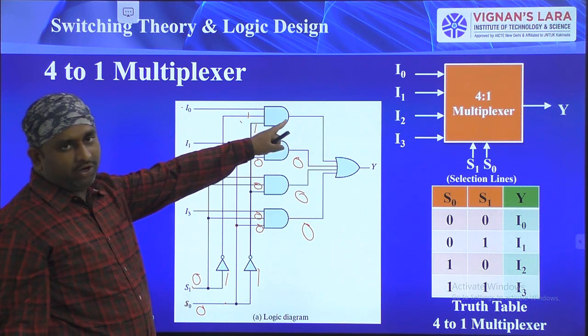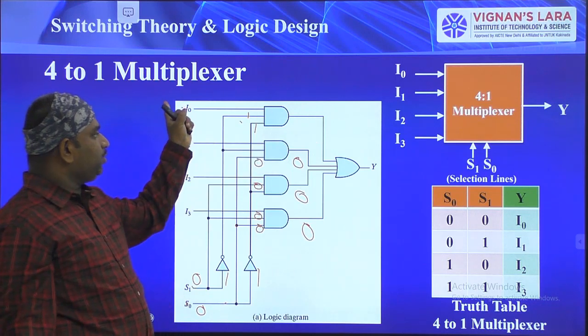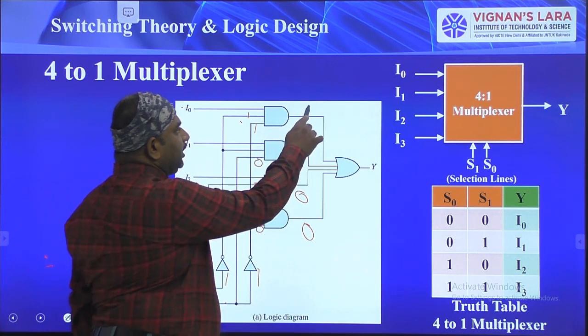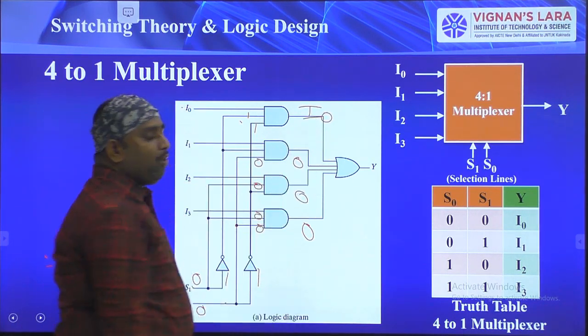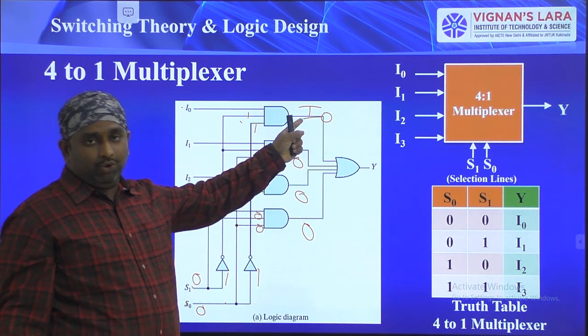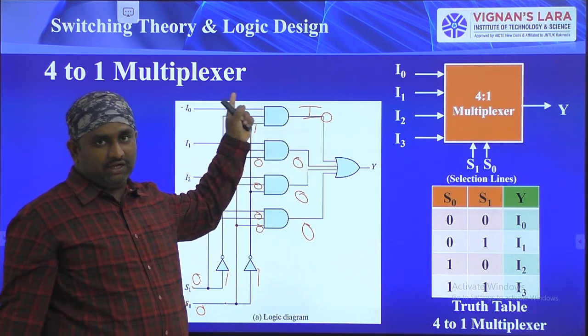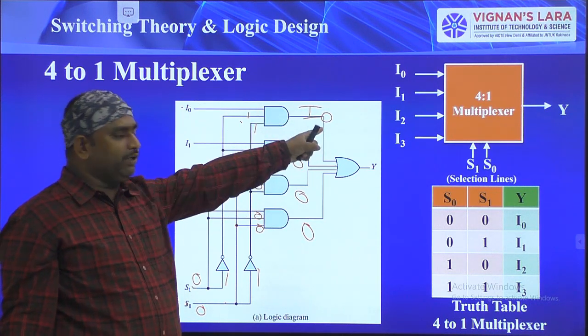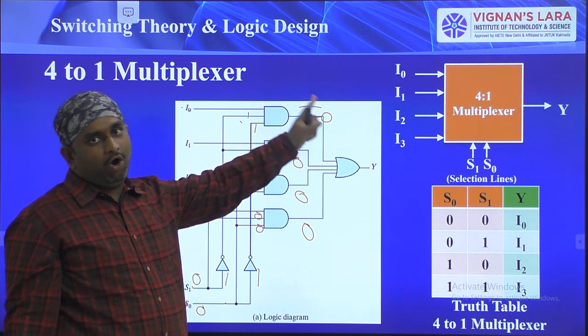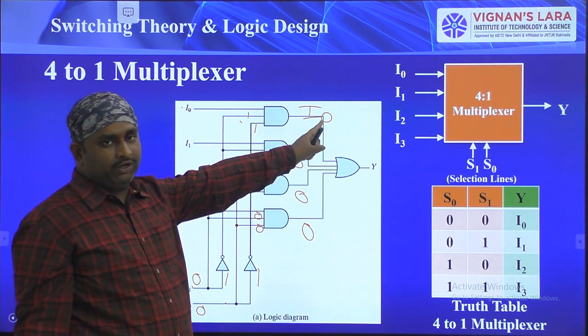So the output of this AND gate depends upon the I0. If it is 0, output is 0. If it is 1, output is equal to 1. So the AND gate output is equal to I0. Why have I written I0? I don't know whether it is 0 or 1. But if the input is equal to 0, output is 0. If the input is equal to 1, output is equal to 1. So that bit we are representing with I0. So the output is I0.